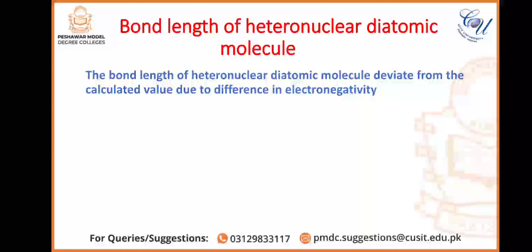Now come to the bond length of heteronuclear diatomic molecules, that is bond length between different bonded atoms. For heteronuclear molecules, the calculated value of bond length is always higher than the experimental one due to difference in electronegativity, which produces polarity and results in shortening of bond length due to greater forces of attraction between polar bonds.